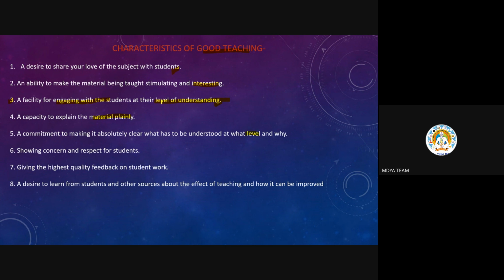Okay, level. So Sakshi, in the very starting of the class, said that in the heading there was teaching, concept, objectives, and level. We will see what this level is in the next slides.